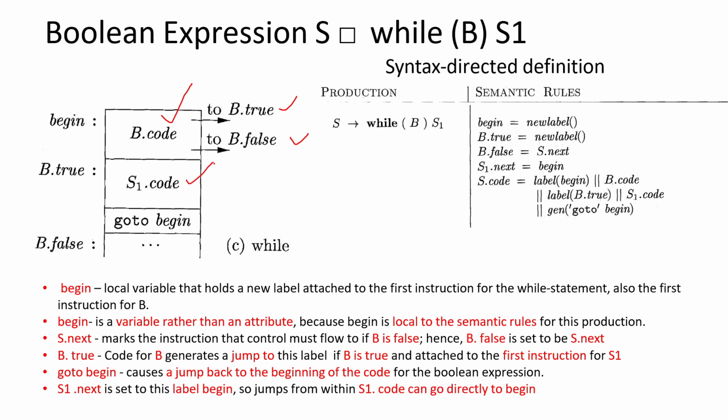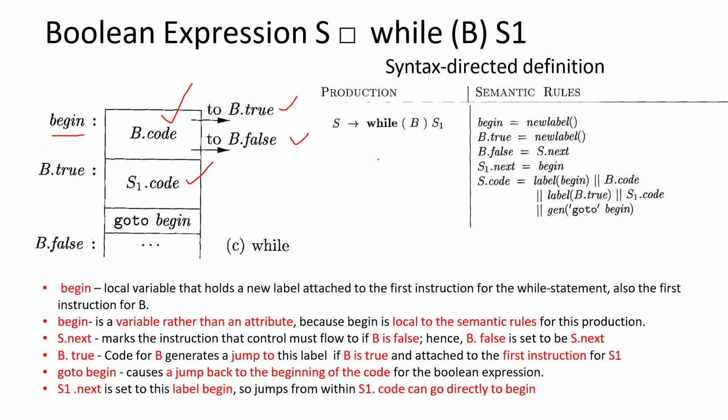After executing s1, it will again go to the while. That's why we have created a label begin. Immediately after executing s1, it will again go and check the b.code. If the condition is again true, it will again execute s1.code.